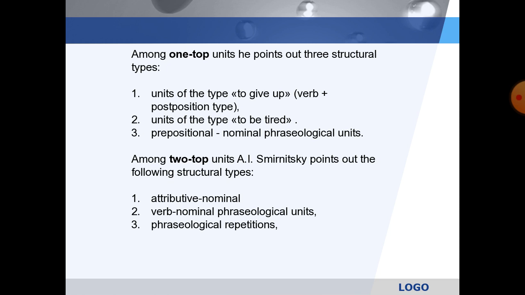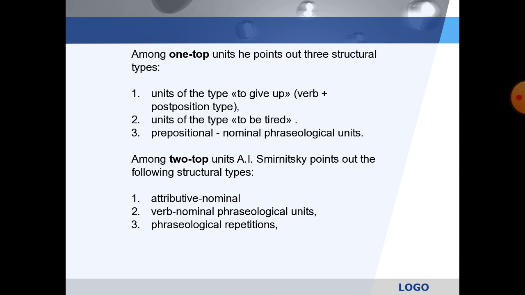Among top units, Smirnitsky points out the following structural types. A. Attributive nominal, such as a month of Sundays, grey matter, a millstone round one's neck, and many others. Units of this type are noun equivalents and can be partly or perfectly idiomatic. In partly idiomatic units or phrasemes, sometimes the first component is idiomatic.